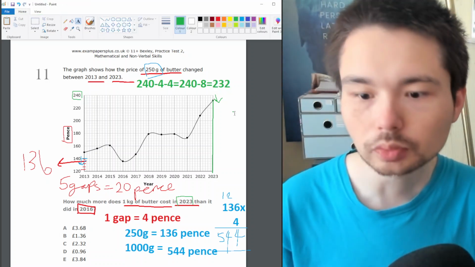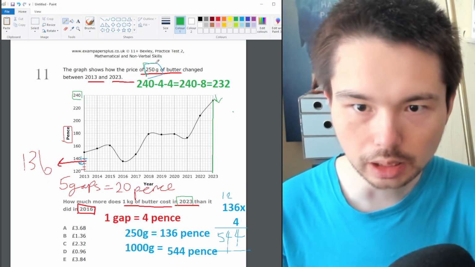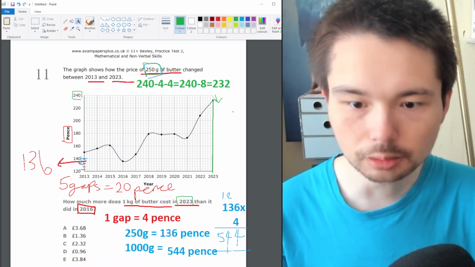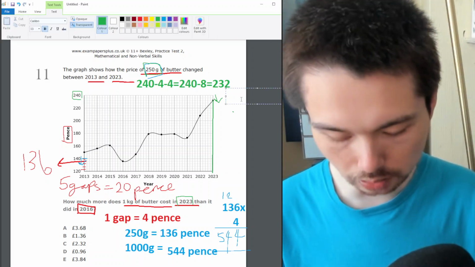232. But then we need to times by 4 again, remember. It's like they want you to get it wrong. These are 250 grams. We need 1,000 grams because we're comparing to 1 kilogram. So now times it by 4.